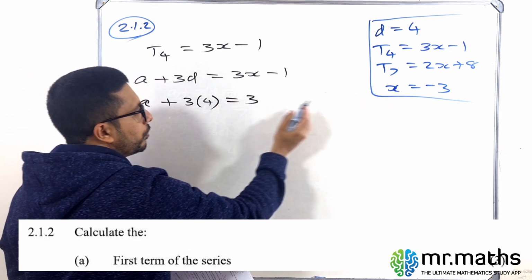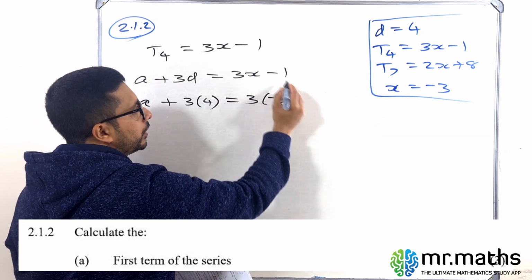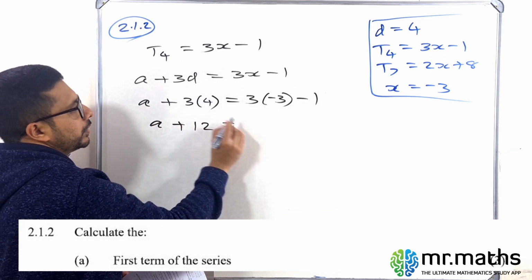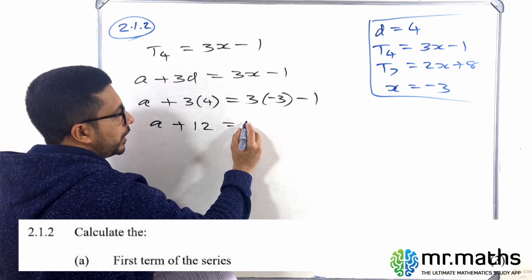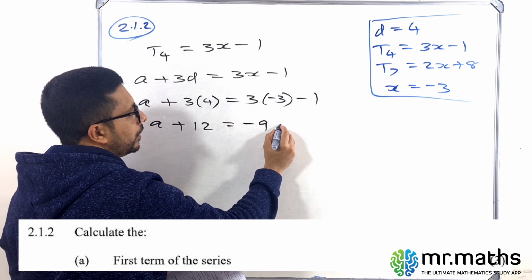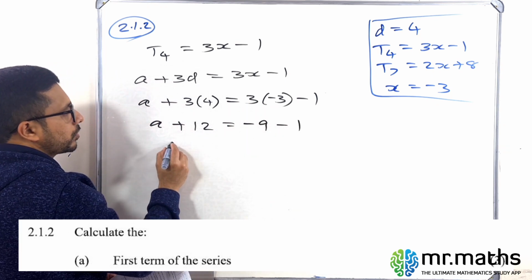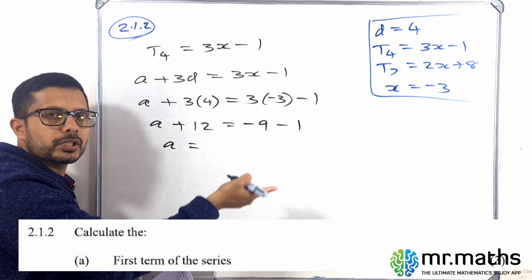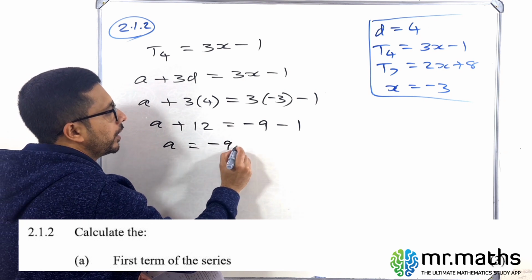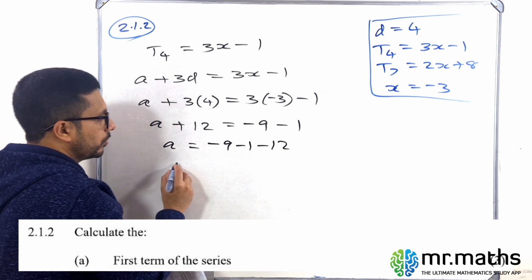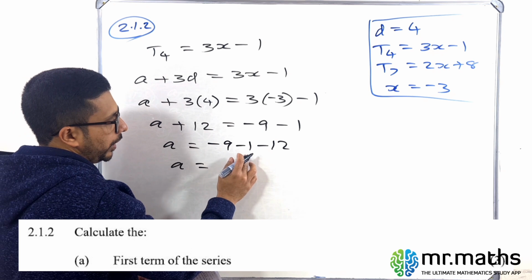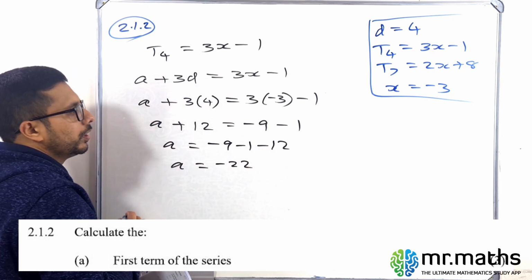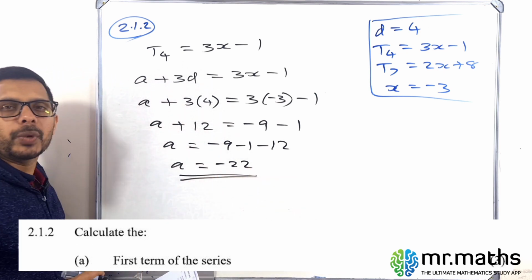Now we know what is the value of x. It is minus 3. Then minus 1. So a plus 12. 3 times 4 is 12. 3 times minus 3 is minus 9. Then minus 1. So what is a from here? We can take this 12 to the other side. Am I right? So it is minus 12. So minus 9 minus 1 minus 12. So a is equal to minus 10 minus 12, which is minus 22. So the value of a is minus 22.